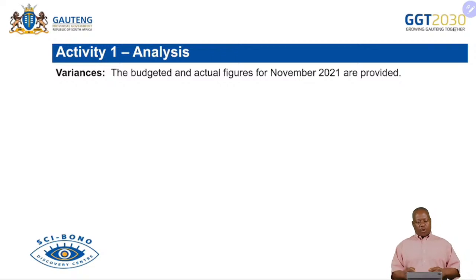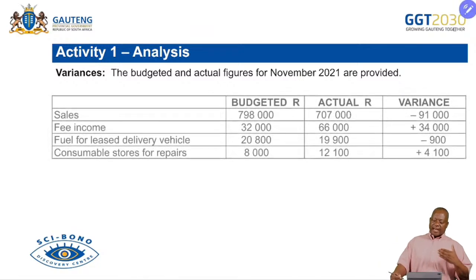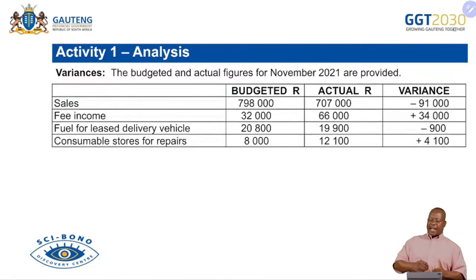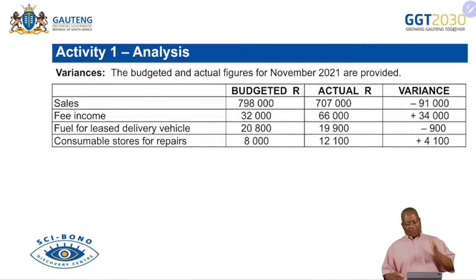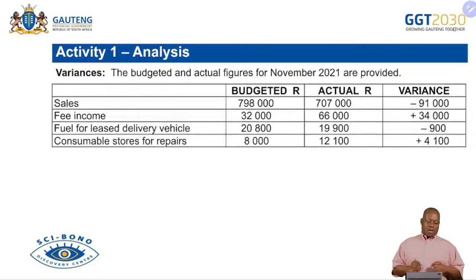Now, this time we are looking into variances. Remember, what are variances? Differences that are there between the actual and the budgeted figures. So we are given these 4 items: sales, fee income, fuel for leased delivery vehicle, and consumable stores for repairs. Now, when it comes to this, one thing that you need to know is this variance to our benefit? Is it positive or is it negative?